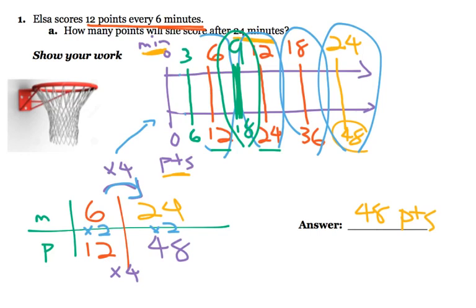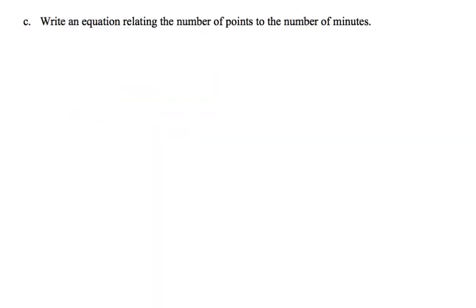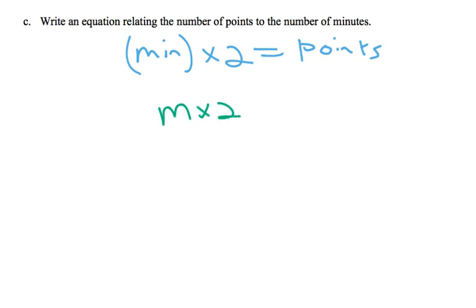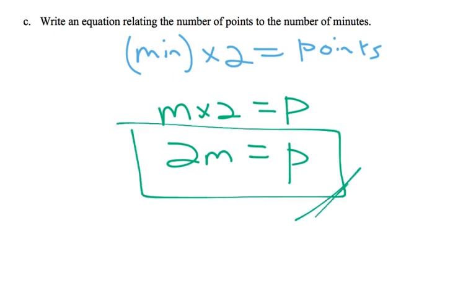So 24 times 2 would be 48. 18 times 2 would be 36, and so on. So let me just pay attention here. The minutes times 2 is the points. So I need to do the minutes times 2 to equal the points. And writing this algebraically, we would get m for minutes times 2 equals p, which is the same as 2m equals p.